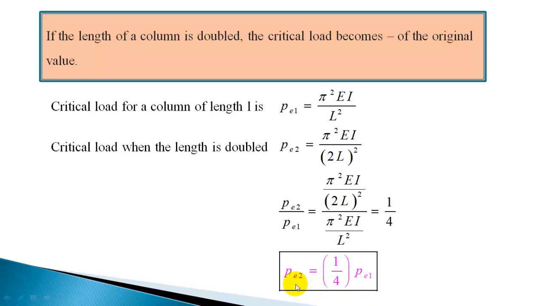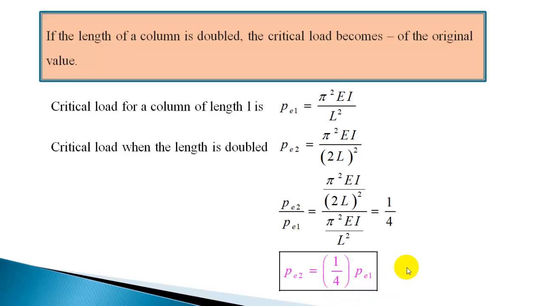So that means PE2 is the critical load after doubling the length, and PE1 is the critical load when the length was L. So after doubling the length, the buckling load is 1/4 of the initial value.